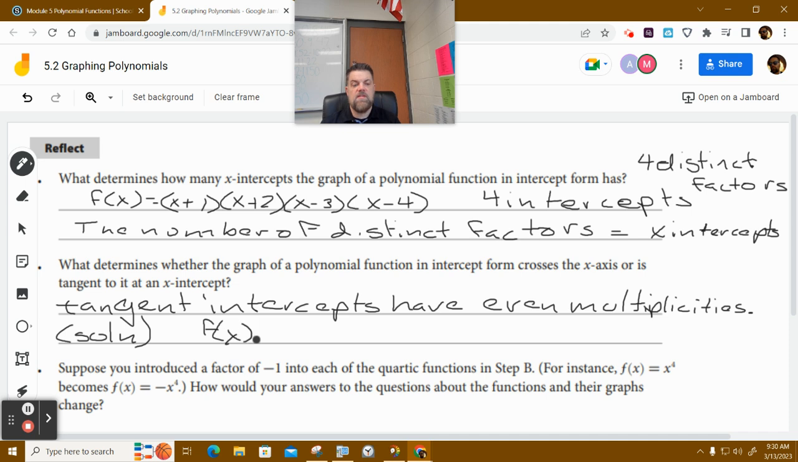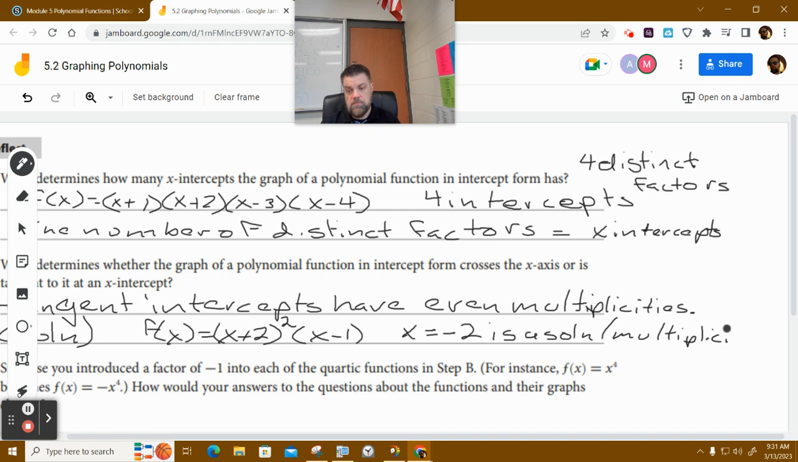So if I say f of x equals x plus 2 squared times x minus 1, x equals negative 2 is a solution with a multiplicity of 2. Because when I factor this, it'll be x plus 2, which is a solution, times the quantity x plus 2, which is also a solution, which is multiplied by x minus 1. In other words, the solutions will be x equals minus 2 and x equals minus 2 algebraically when I solve it. And x equals positive 1.